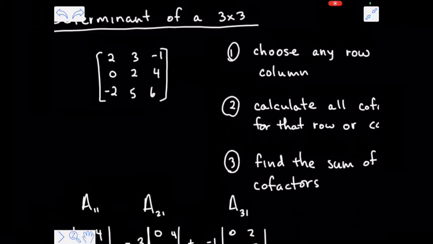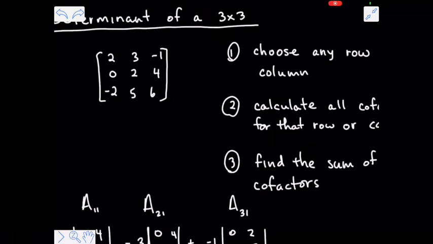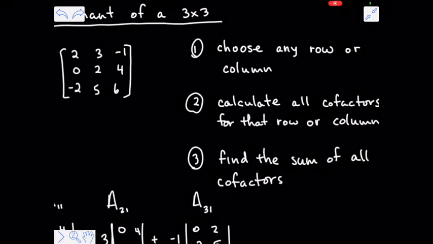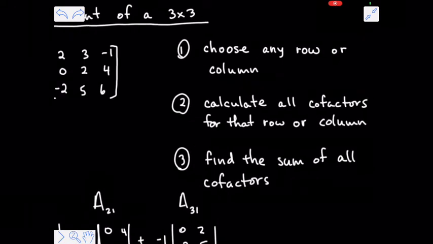So we're going to use this same matrix that we've been using, 3 by 3. You choose any row or any column. Once you've chosen a row or column, you calculate all cofactors for that row or column. So it's going to be 3 cofactors. And then you find the sum of cofactors.